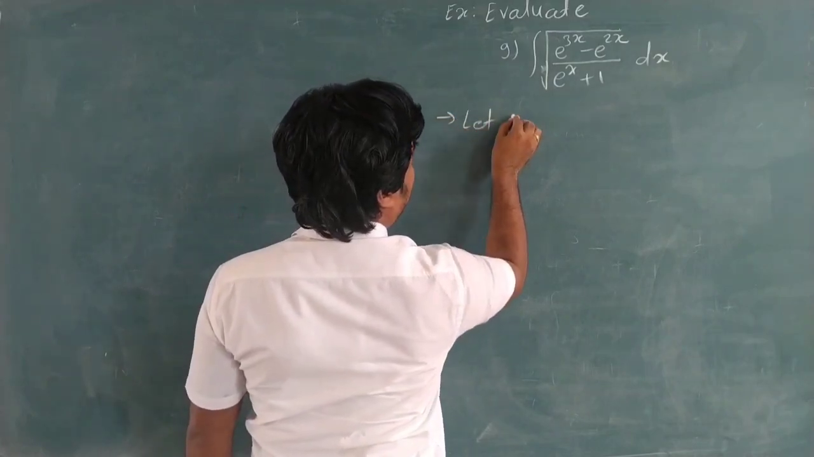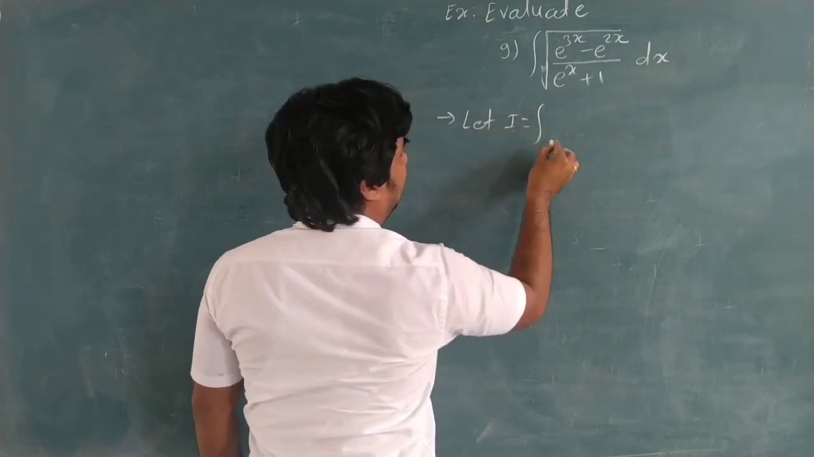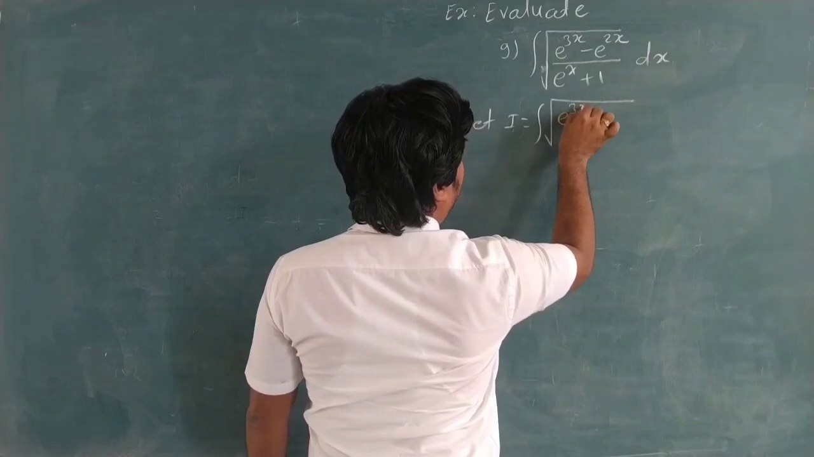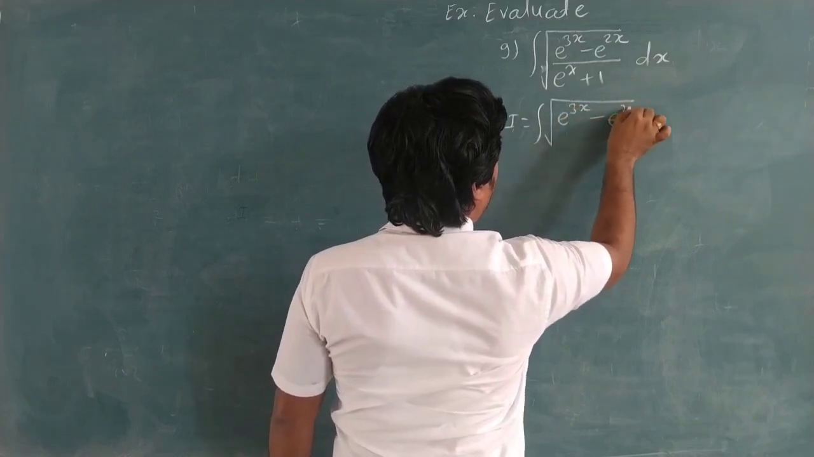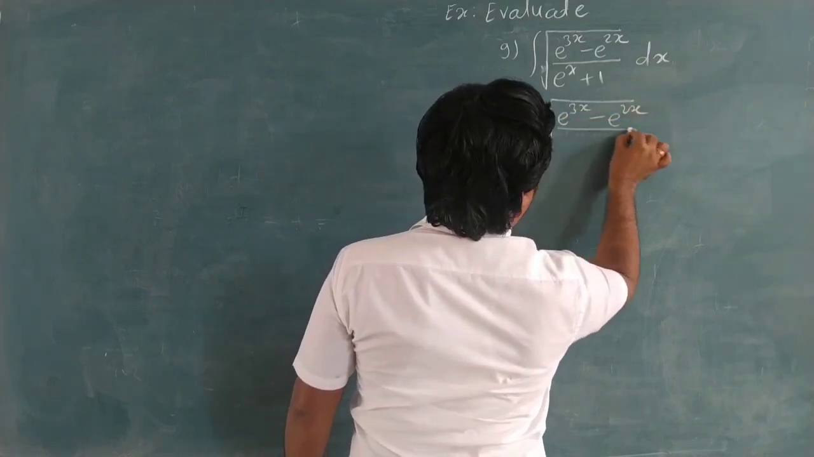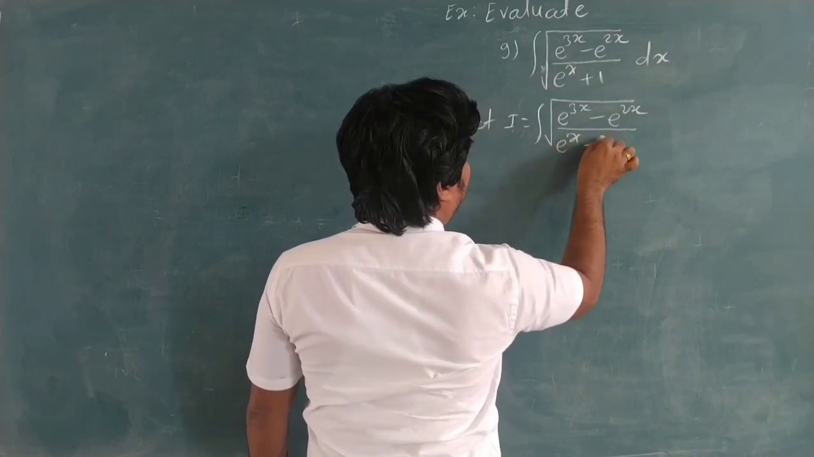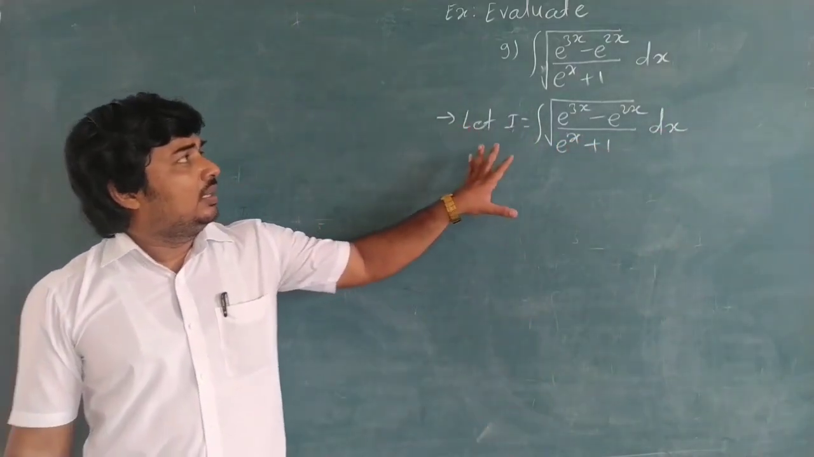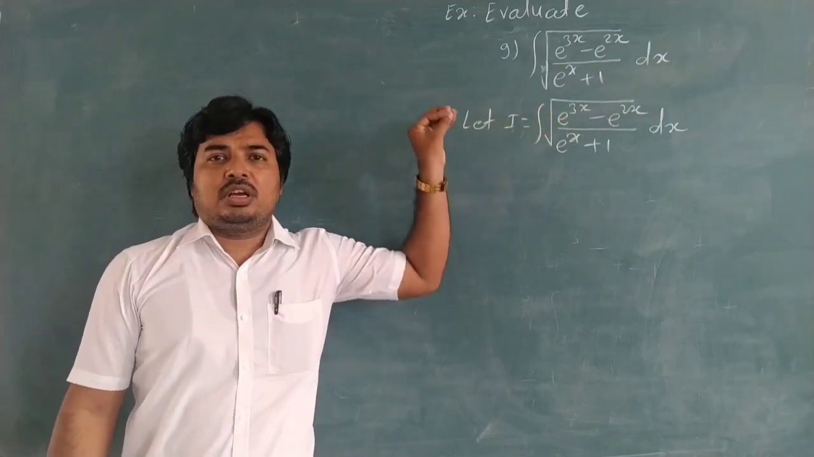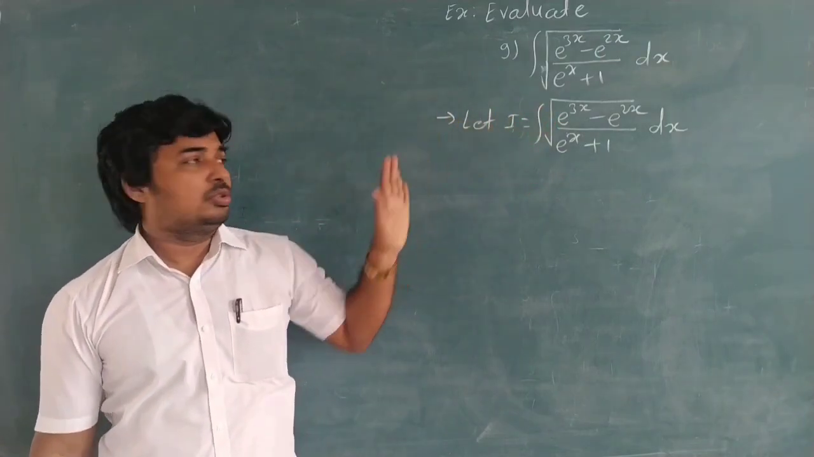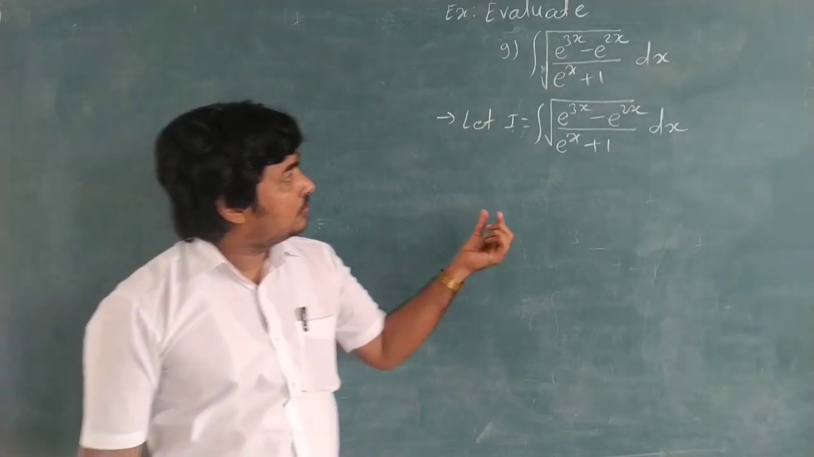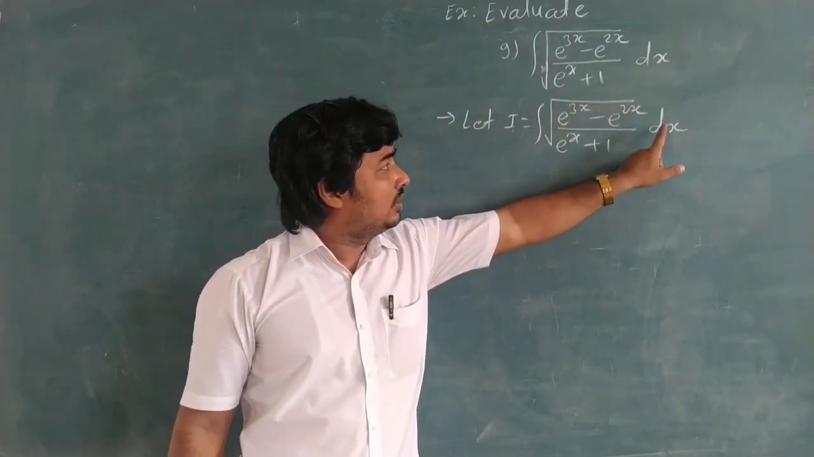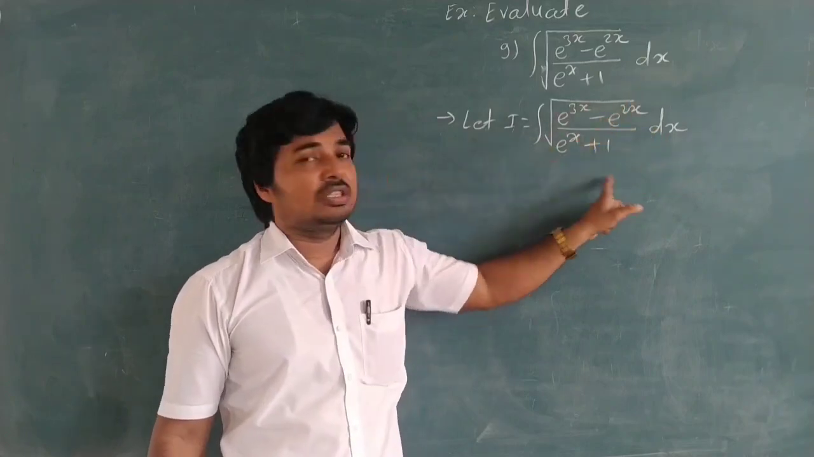Now here the given example, let the integral be equal to under root of e to the power 3x minus e to the power 2x, whole upon e to the power x plus 1 dx. Now this example is not in any of our types. Okay, so we can check whether there is a substitution. Now it is a single term multiplication of dx, it is a complete under root.